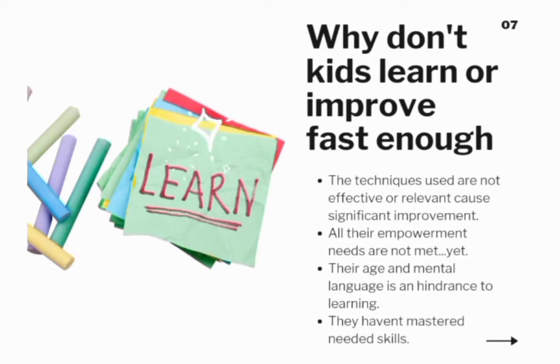Now, at times, some children take a long time for you to see changes. It all boils down to the four unbreakable rules. Now, the reasons why they don't improve fast enough is because the techniques that you use are probably not effective, or they are not relevant enough to cause significant improvement. Perhaps you've been using techniques that do not really make much impact, or perhaps their empowerment need is not met.